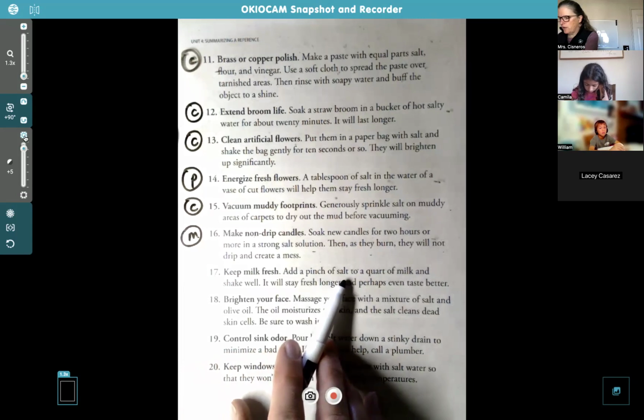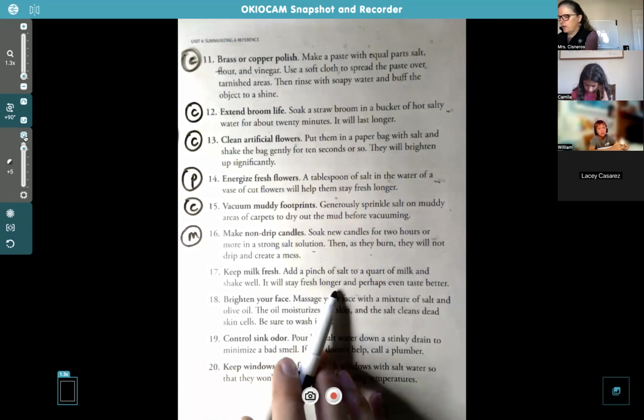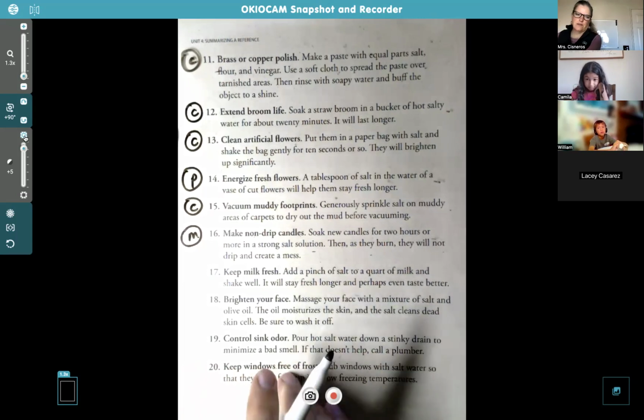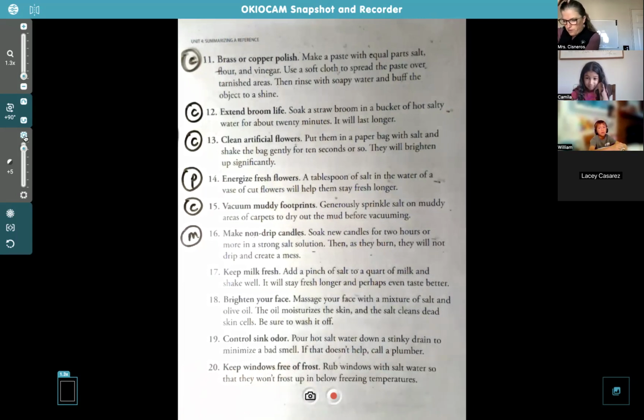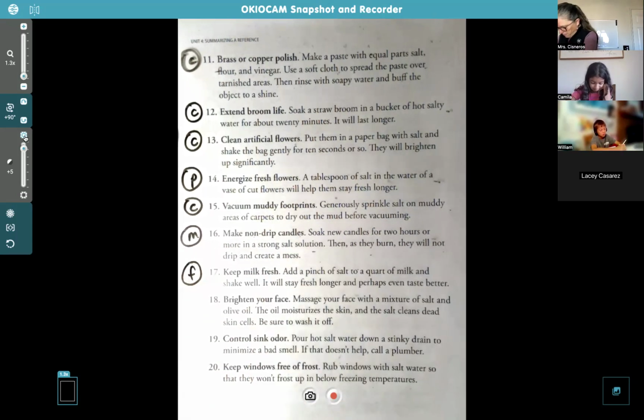17, keep milk fresh. Add a pinch of salt to a quart of milk and shake well. It will stay fresh longer and perhaps even taste better. That's another weird one. Never heard of that one before. This has to do with food, so I'm going to put F for that one.